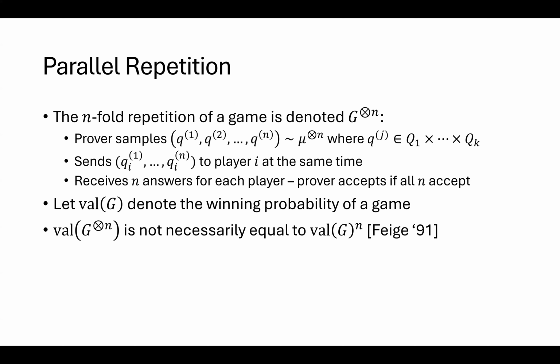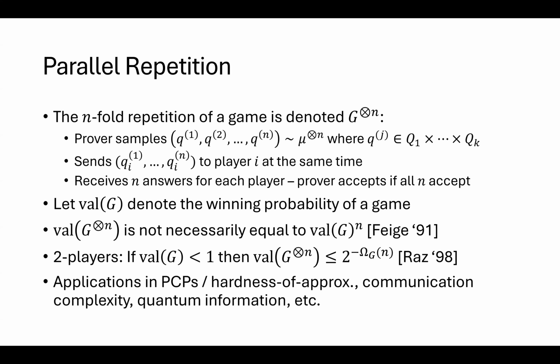To set up some notation, let val(G) denote the winning probability of a game. And thus val(G^n) is the winning probability of this n-fold repetition, which is less. However, it's been known that val(G^n) is not the same as val(G) to the power n. What this means is that parallel repetition is not the same as repeating the game n times sequentially, in which case the value would then just be val(G) to the power n.